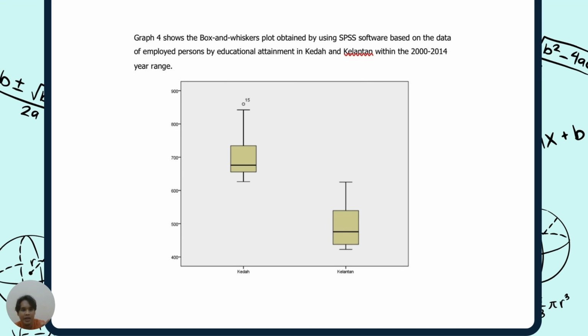So we can compare on the median. On the median, Kedah likely has a median around 700. Yes, and Kelantan's median appears to be lower, indicating potential differences in educational attainment. On the variability aspect, we can see that the spread of data in Kedah suggests there may be a wider range of educational qualifications and employment opportunities compared to Kelantan. So, the box and whisker plot illustrates a comparative analysis of employment based on educational attainment for two regions. It highlights the difference in median figures.